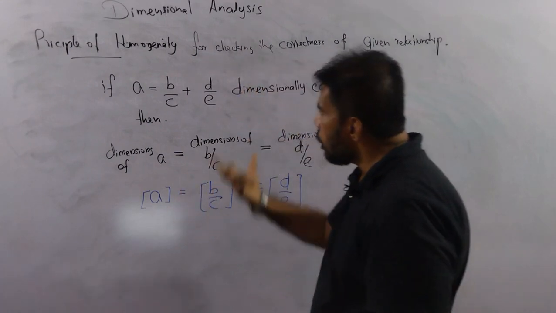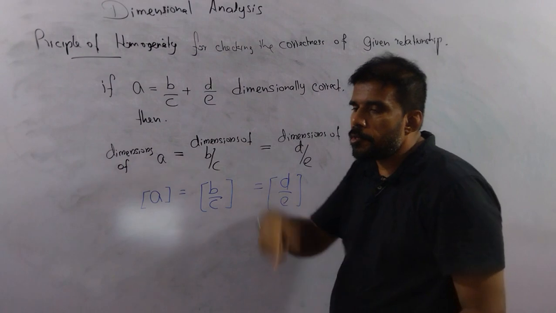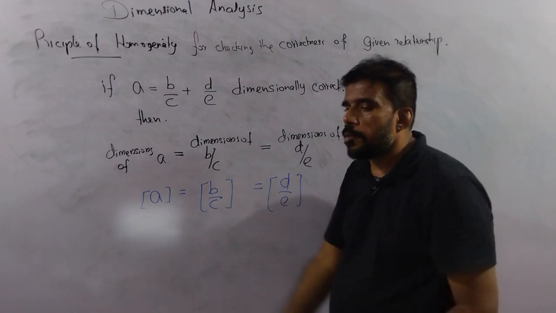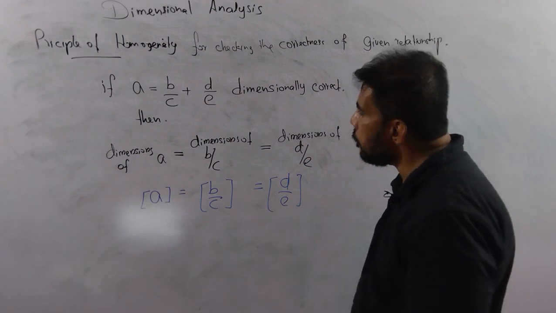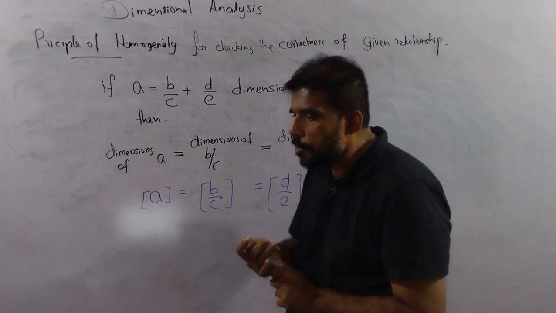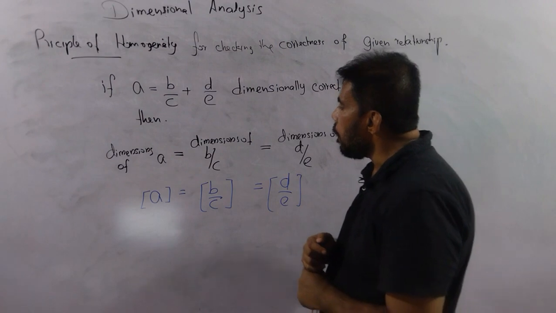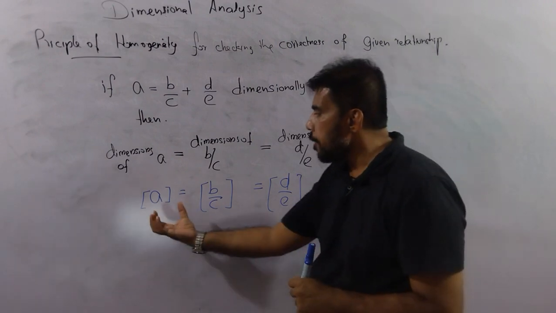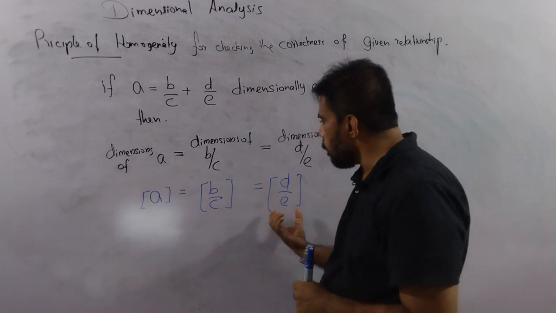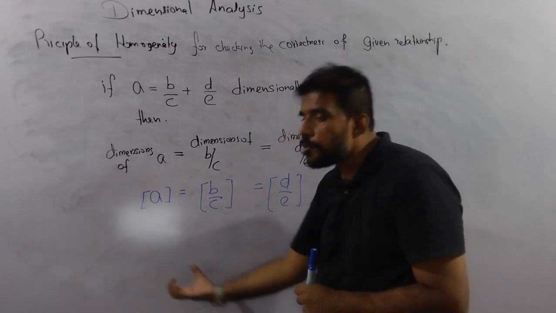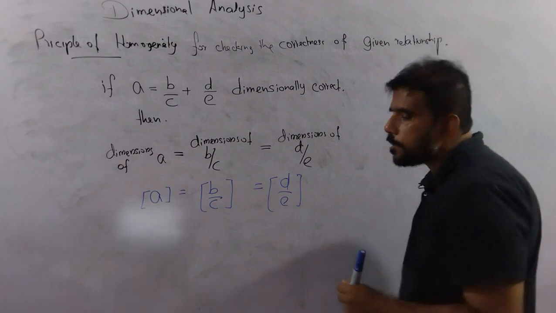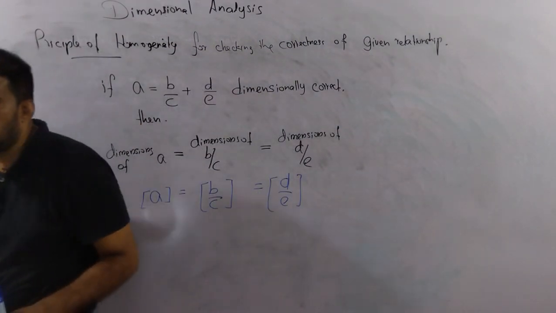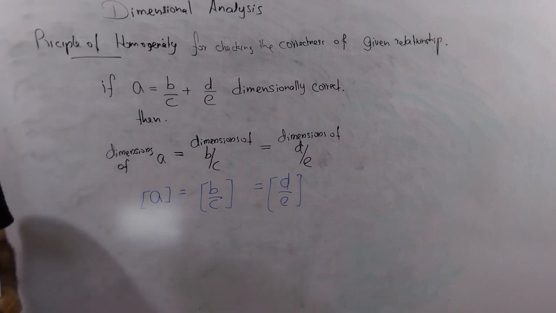Remember the limitations of dimensional analysis we mentioned: even though the equation is correct dimensionally, it does not mean that it's scientifically correct. That is why we always equate the dimensions and say it's dimensionally correct. We don't know whether it's scientifically correct. Okay, this is what is known as the principle of homogeneity. Okay, make a note on that.